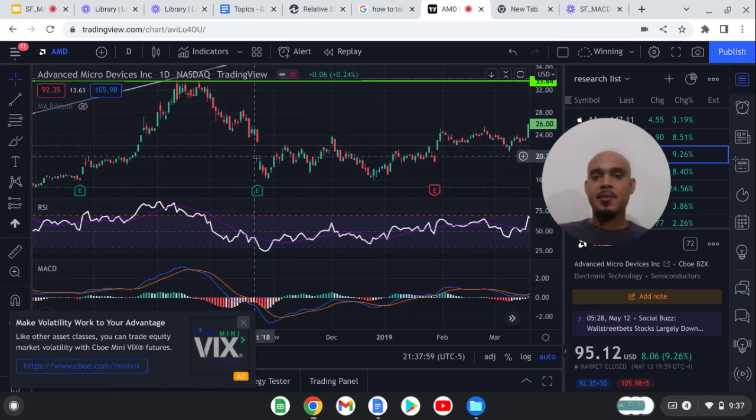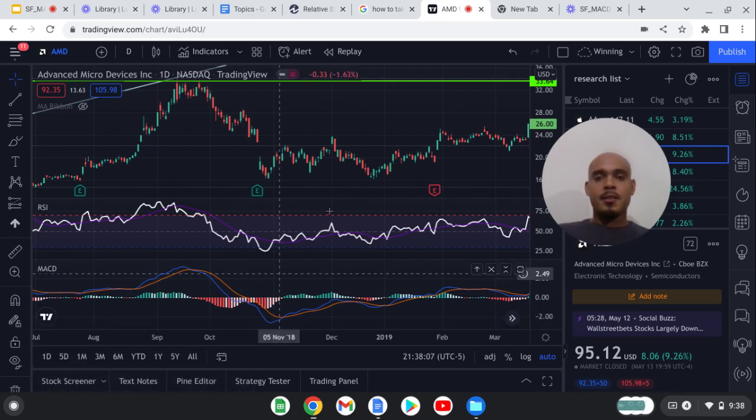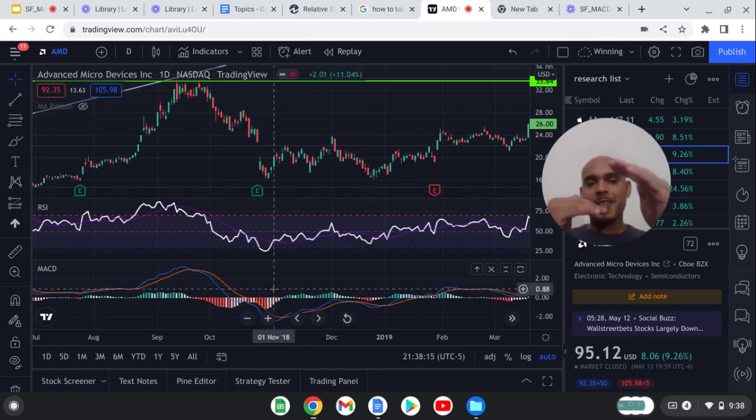It gaps down. Looks like they had some earnings, but it gaps down. It's lots of selling activity. And look at the MACD line, running another. And the RSI gets oversold. And look, the MACD, lots of gap between that signal line and that MACD line tells me it's a strong sell.